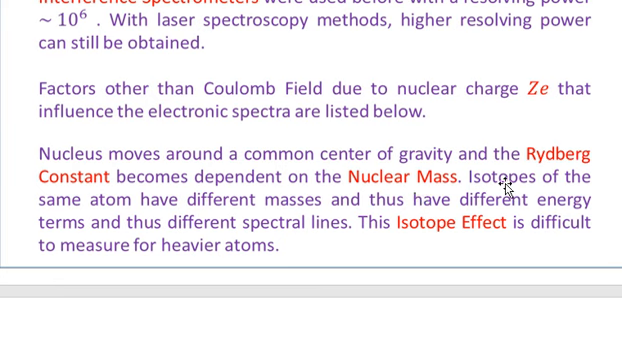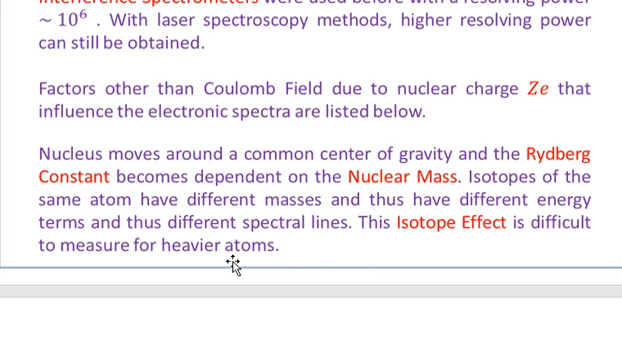So it means that the Rydberg constant, being dependent on the nuclear mass, will be different from isotope to isotope also. Isotopes of the same atom have different masses and thus have different terms and thus different spectral lines. The isotope effect is difficult to measure for heavier atoms. So you see that in the lighter atoms there is a well-defined separation or well-defined difference between the Rydberg constants associated with the different isotopes of lighter atoms. And we can easily observe the isotopic effect through their atomic spectra.